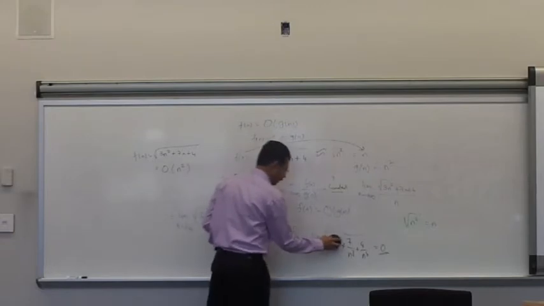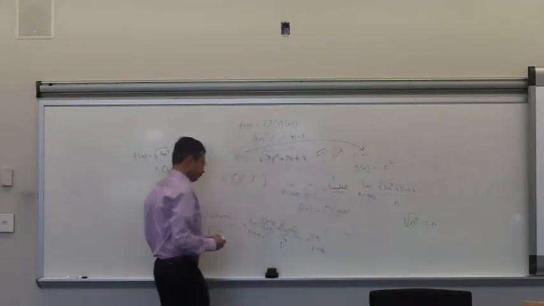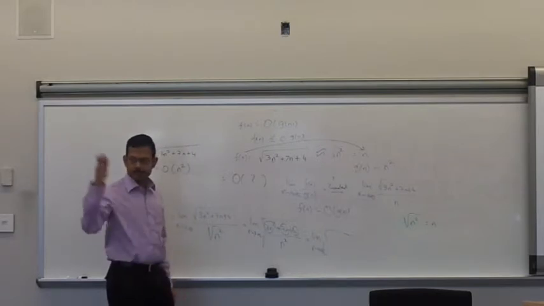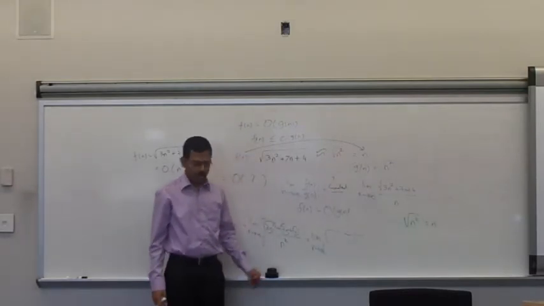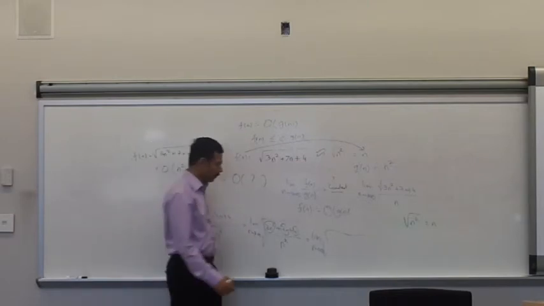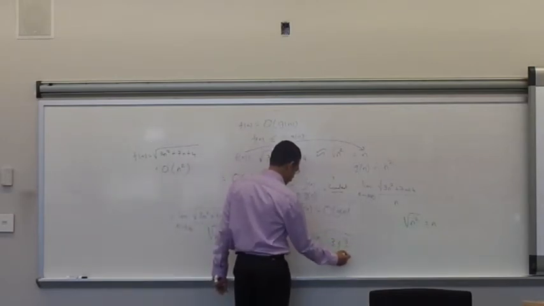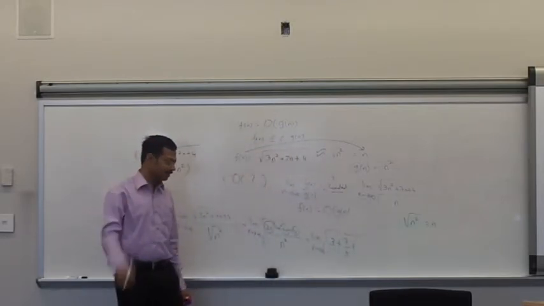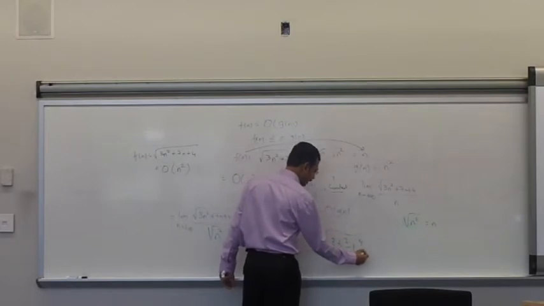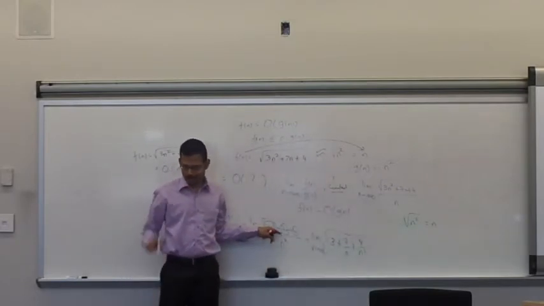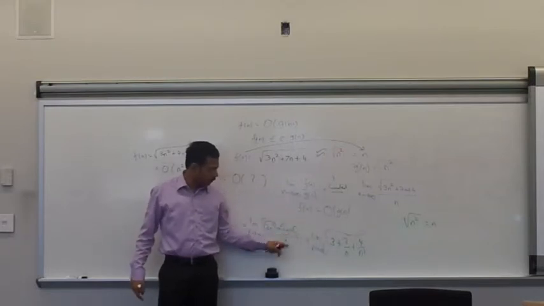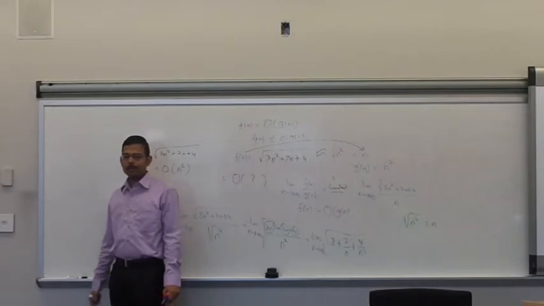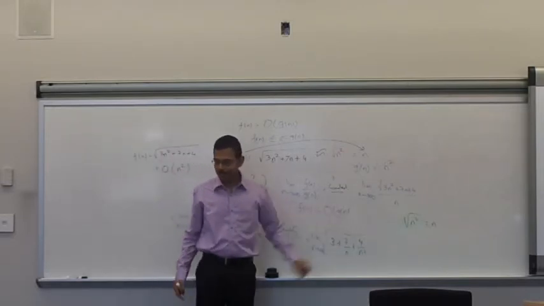So now let's try to simplify this. You're dividing each of these three terms by n squared. 3n squared over n squared, the n squared cancels out, so that is 3. 7n over n squared is 7 over n, and 4 over n squared. So now apply the limit and tell me what the answer should be.